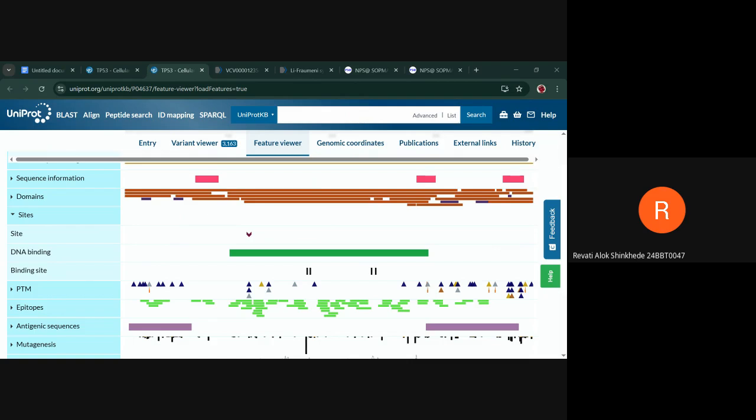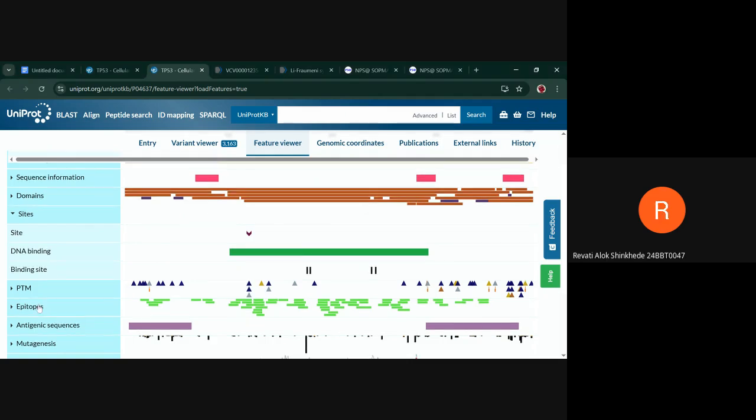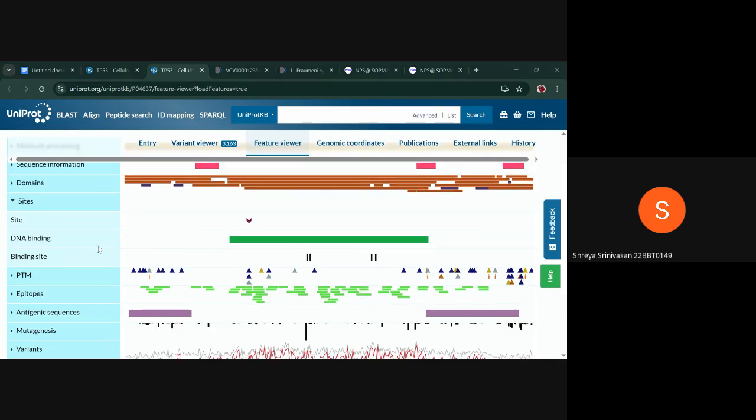So when we were considering that, we found that the position in that protein sequence lies in the DNA binding part. That is why it is of significance. If it weren't lying there, then our inference would be that since it is not in the DNA binding site, it may not affect the protein's function much.